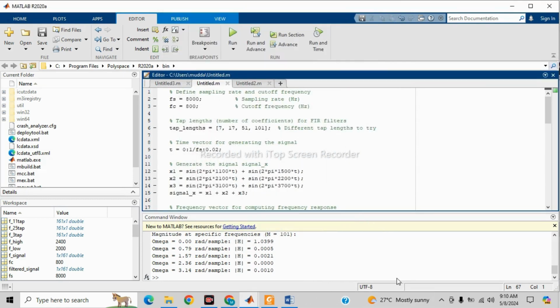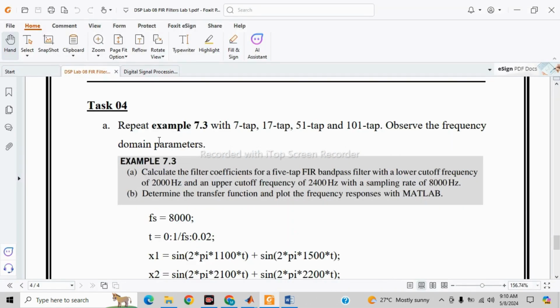this. So the last task for this lab is task number 4. Repeat example 7.3 with 7 tap, 17 tap, 51 tap, and 101 tap. Observe the frequency domain parameters. This is example 7.3. Calculate the filter coefficients for a 5 tap FIR band pass filter with a lower cutoff frequency of 2000 Hz and an upper cutoff frequency of 2400 Hz with a sampling rate of 8000 Hz.